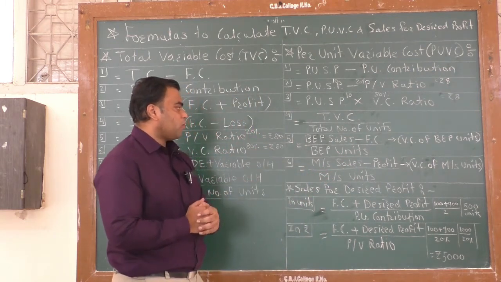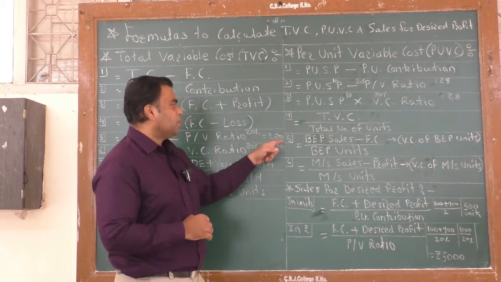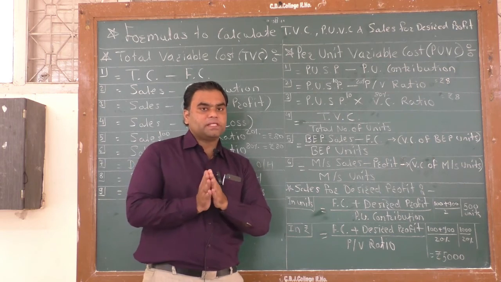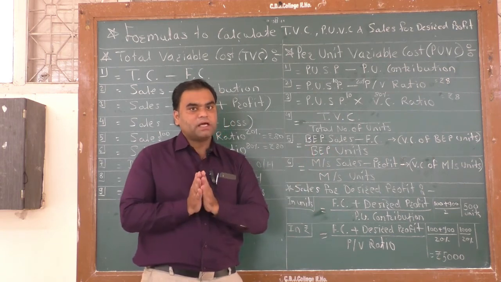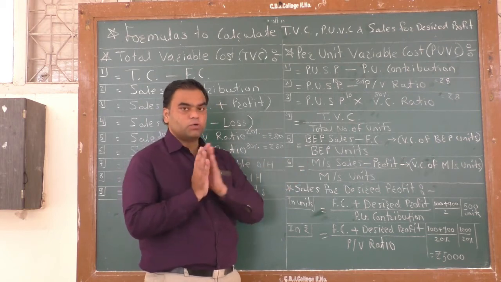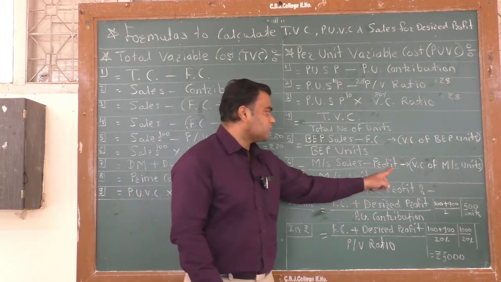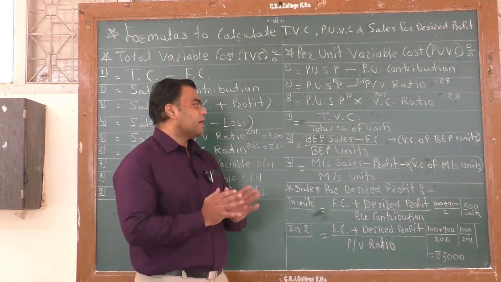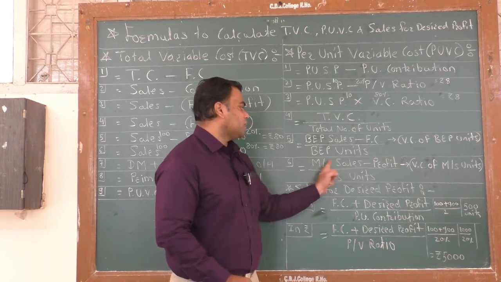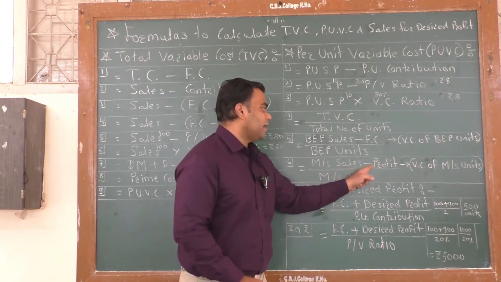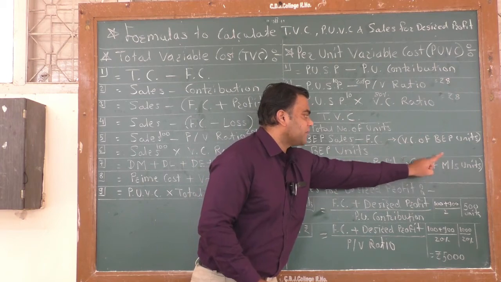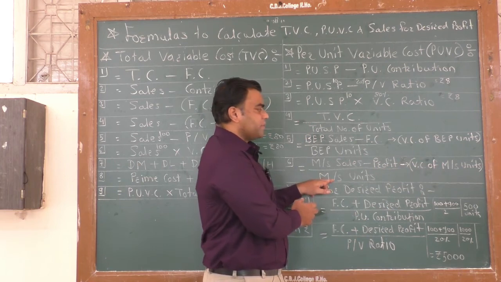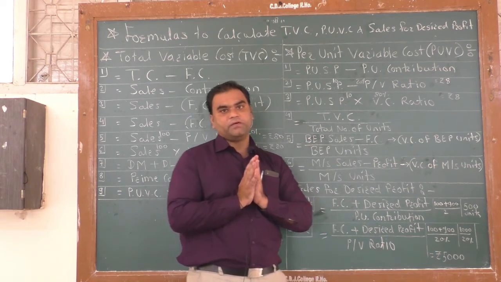The sixth formula is similar to formula number 5. While discussing contents of BEP sales and margin of safety sales, we discussed that margin of safety sales includes two contents. Which are these two contents? Profit and variable cost of margin of safety units. If you deduct the amount of profit from margin of safety sales, variable cost of margin of safety units will remain. So variable cost of margin of safety units divided by margin of safety units is equal to per unit variable cost.